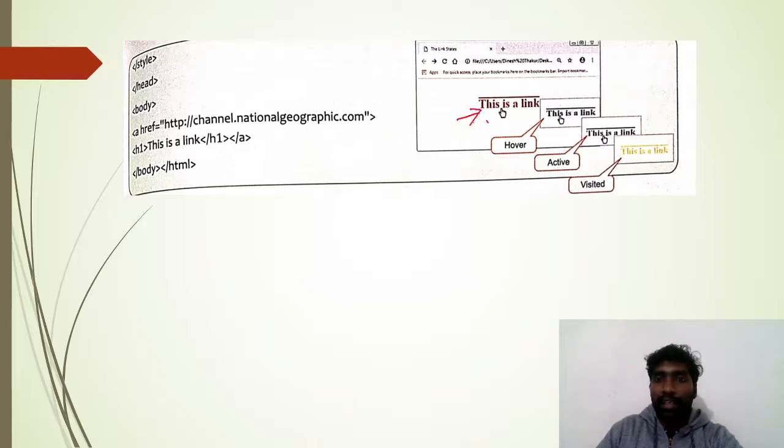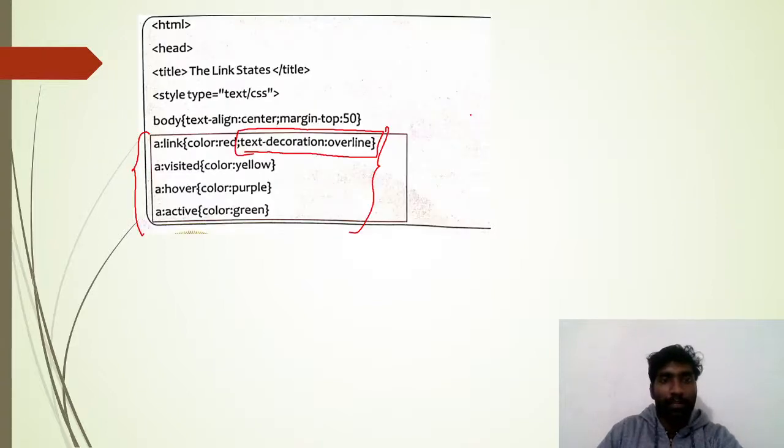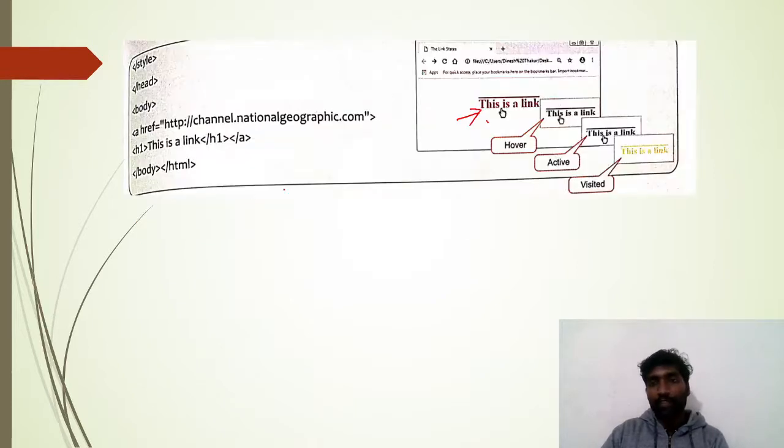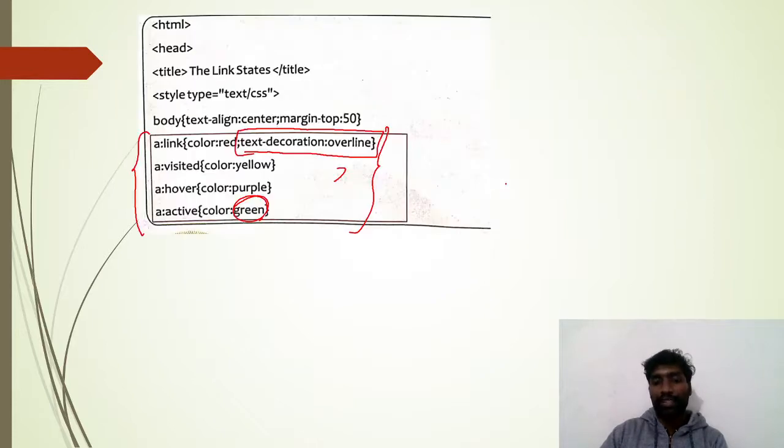So this is active. When we move our mouse cursor near that, it becomes active green color. Here the color is not clear, but when we hover, it will change the color, and when we go, it will come in green color. When we have visited, it is in yellow color. These are the three things they explained here.